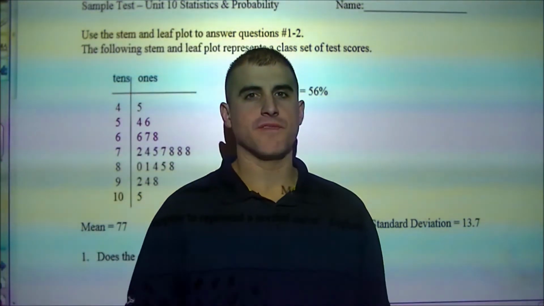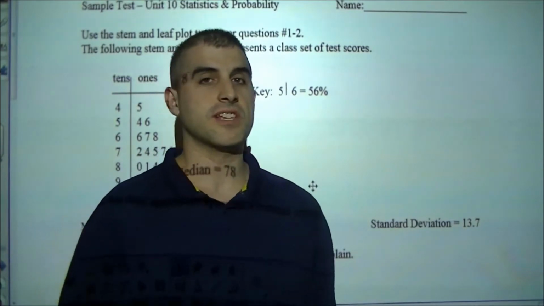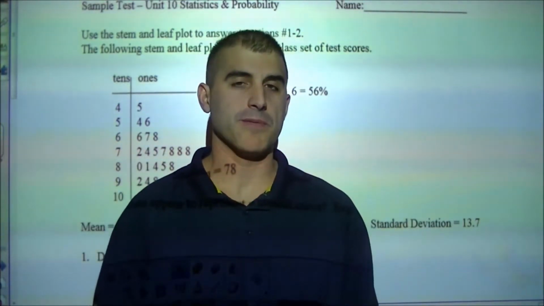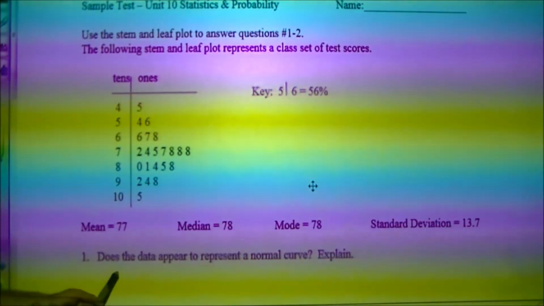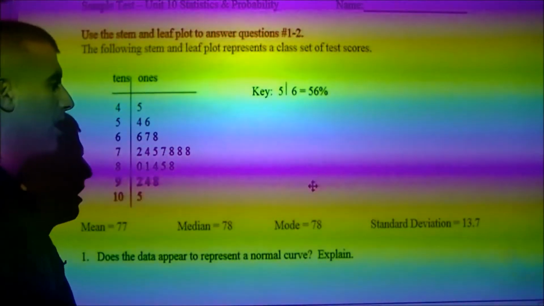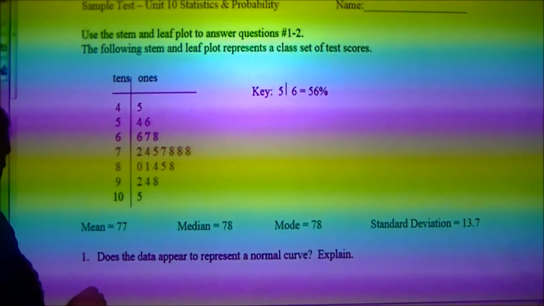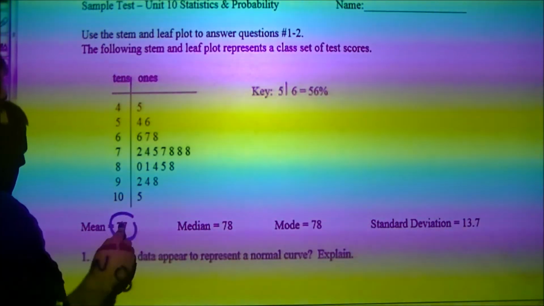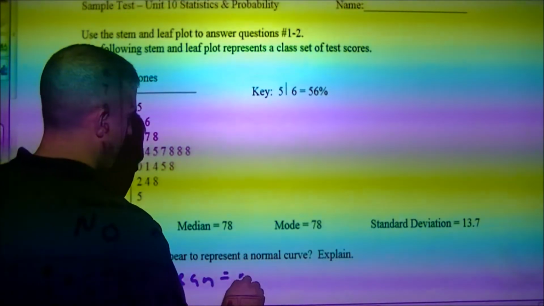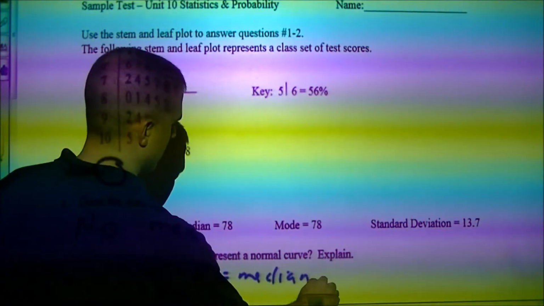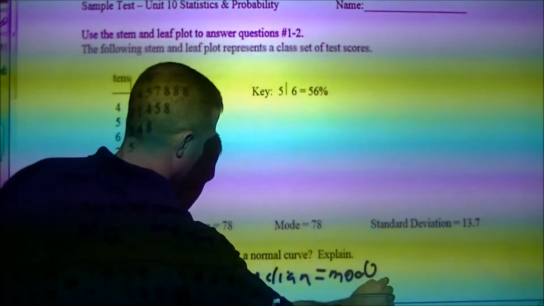Okay, this is going to be the review for statistics and combinations, permutations, and algebra 2. The first question says, does a graph appear to be normal? Here's how it's not normal. This is going to be no, because this doesn't equal this. The mean has to equal the median, which has to equal the mode. Okay?